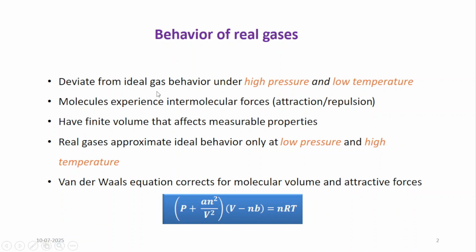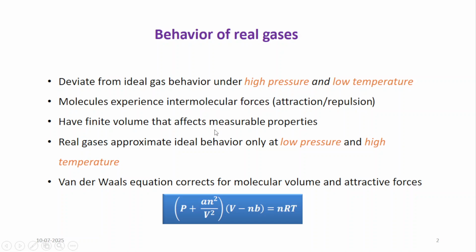And these real gases show deviation from ideal gas behavior, especially under high pressure and low temperature, because at this stage the intermolecular force of attraction comes into picture. Molecules will start attracting. They may undergo liquefaction. So they experience intermolecular forces, either attraction or repulsion. They have finite volume. So the volume of the particles of real gases cannot be neglected.